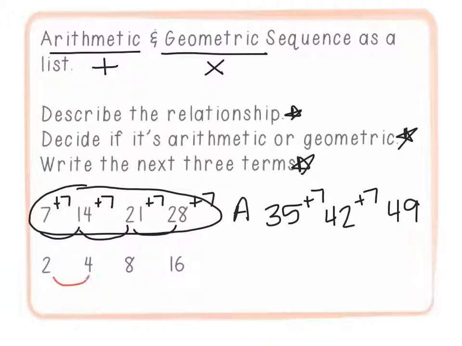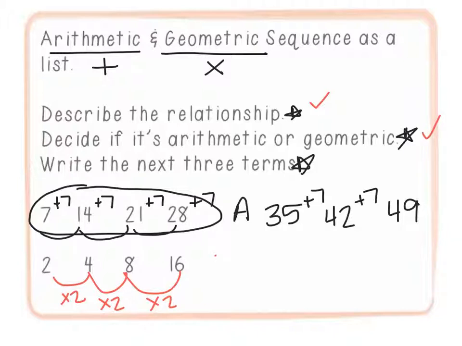Well, if I take 2 times 2, I get 4. If I do 4 times 2, I get 8. If I do 8 times 2, I get 16. So I can know that it's being multiplied by 2. That's describing the relationship. Now decide if it's arithmetic or geometric.